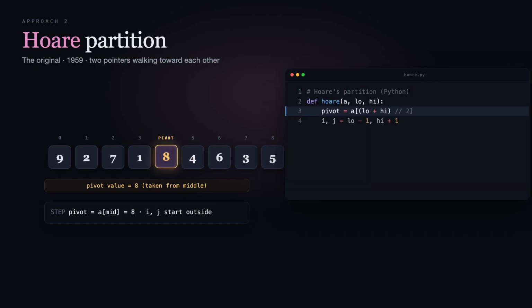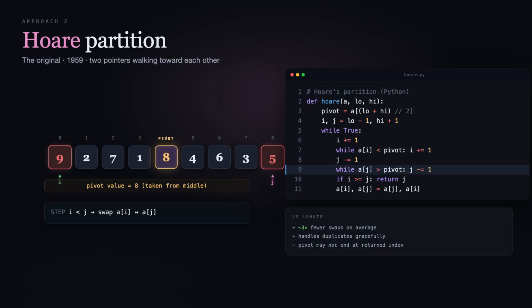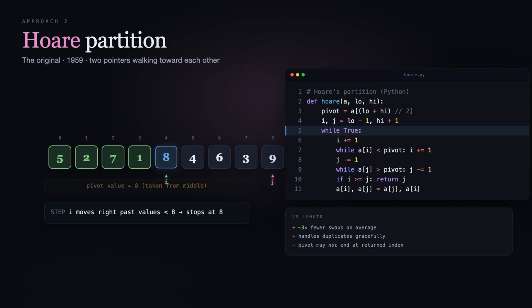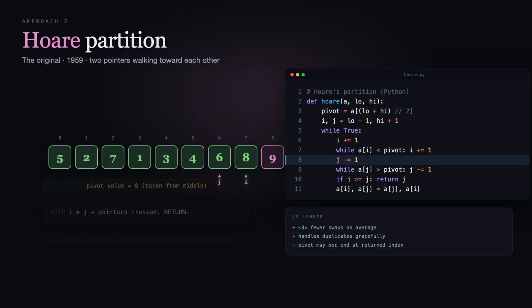Hoare's partition, the original, designed by Tony Hoare himself in 1959, is more efficient. Two pointers start at opposite ends and walk toward each other. The left pointer pauses on anything greater than or equal to the pivot. The right pointer pauses on anything less than or equal. When both stop, we swap them. When they cross, we're done. Hoare does 3 times fewer swaps on average than Lomuto and handles duplicates gracefully. The catch? It doesn't guarantee the pivot ends up in its final position, only that the two halves are correctly separated.